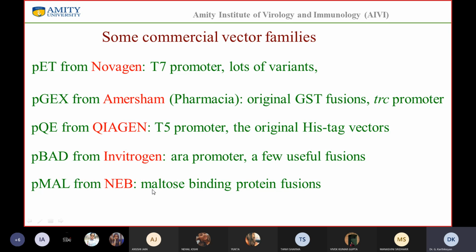And then you have pMAL from New England Biolabs, which exploits the maltose binding protein fusion. This we will see; the last slide is on that. We will spend some time on pET. So it doesn't matter whether you're using pET, pGEX, pQE, or pBAD. The fundamentals remain the same. You need to make sure that you are cloning your gene in frame.